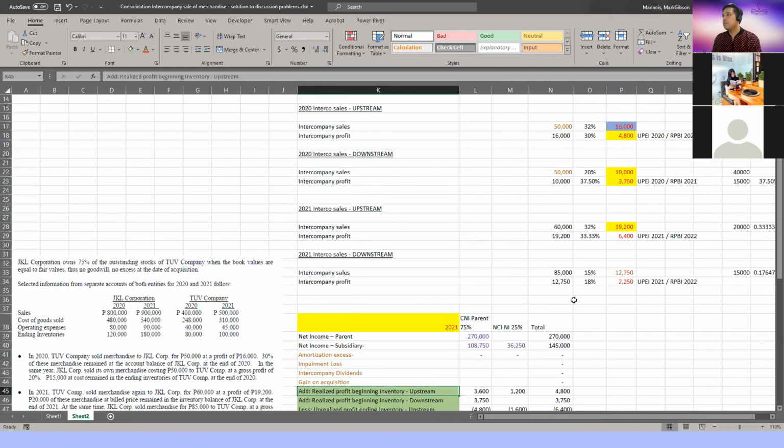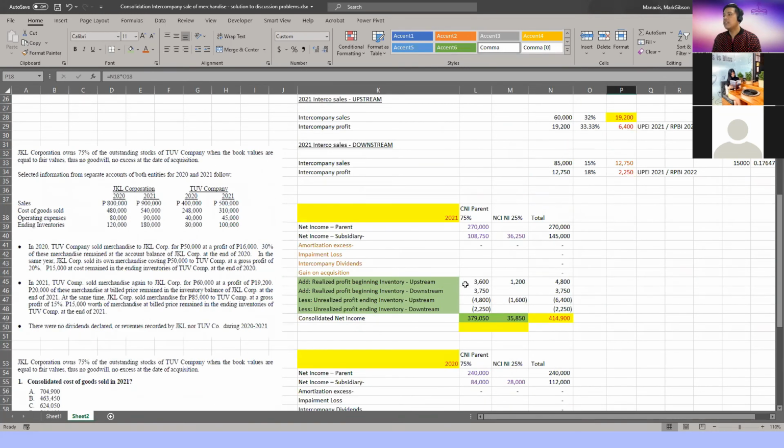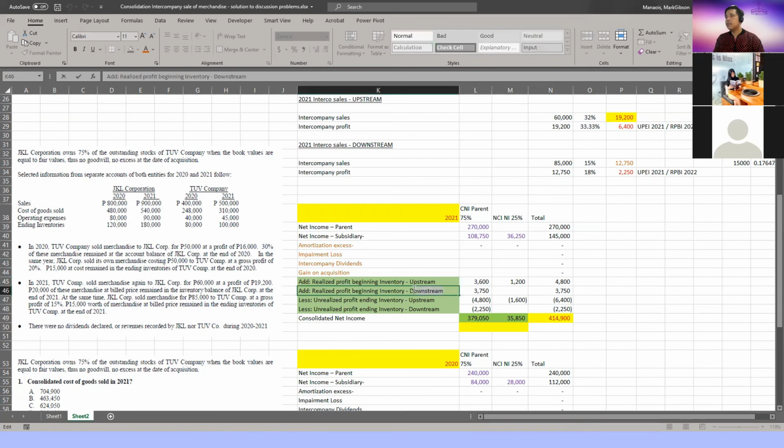So meron ako ditong upstream 2020, 4,800. But remember, since this is upstream, we have to allocate this based on the proportionate share. So that's 4,800 multiplied by 75%, and then 4,800 multiplied by 25%. Okay? Sabi natin, the realized profit beginning inventory for downstream, kaya importante, class ha, kailangan ma-identify muna kung downstream or upstream. I hope, no, at this stage, klarado na sa atin yan. Kasi kung hindi, may problema.